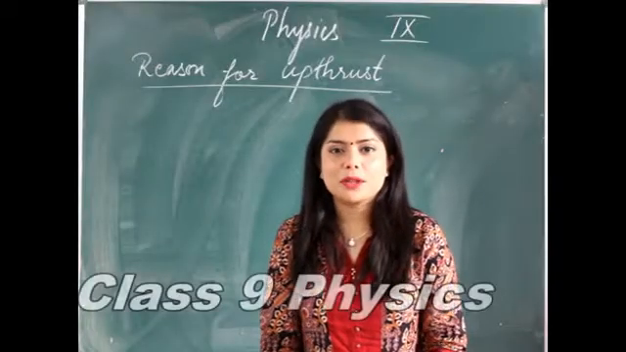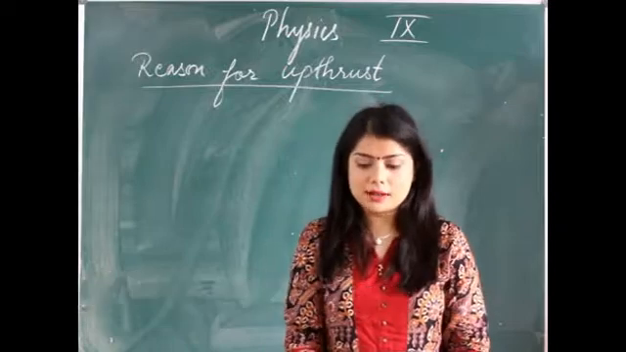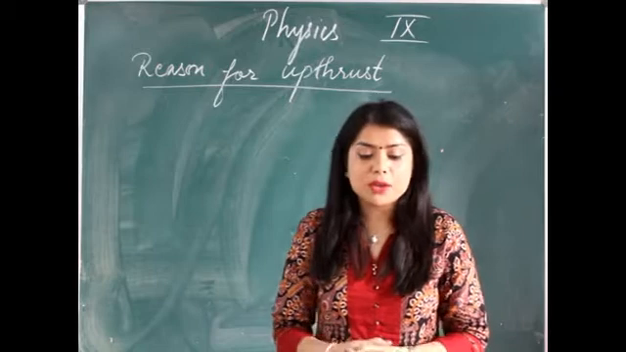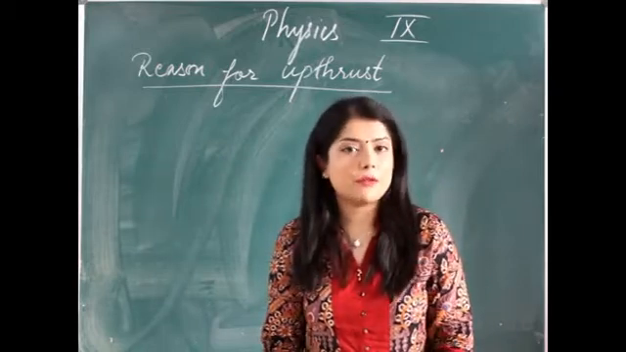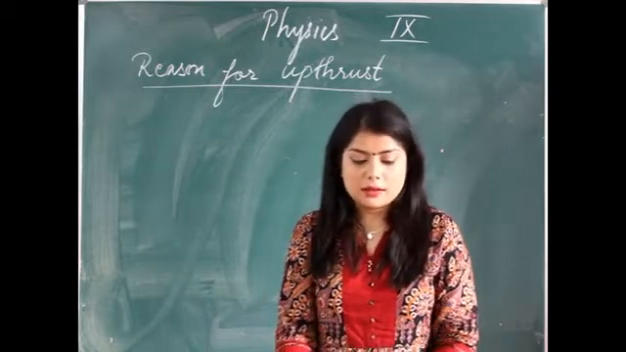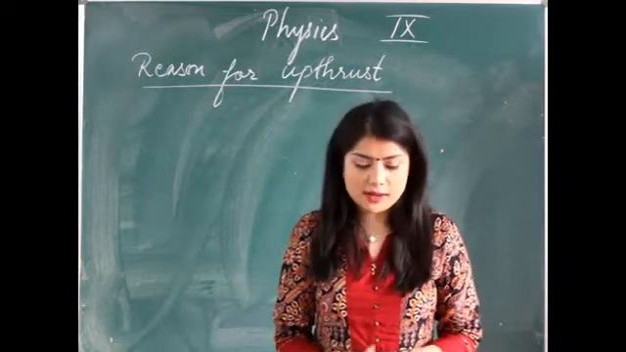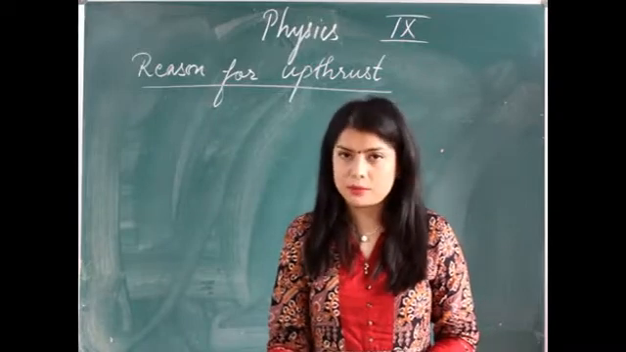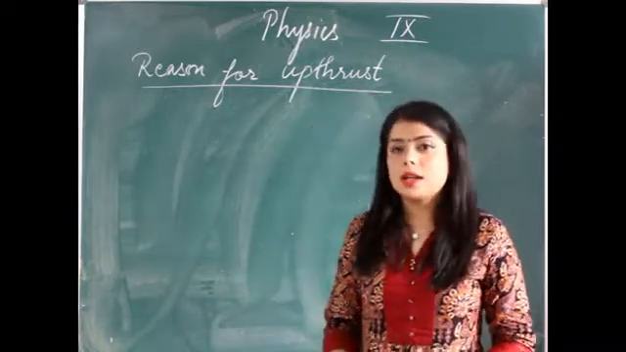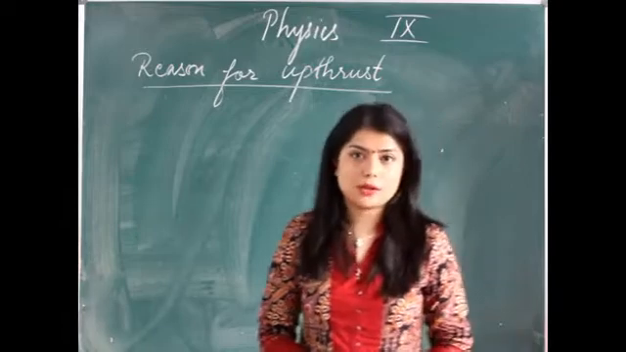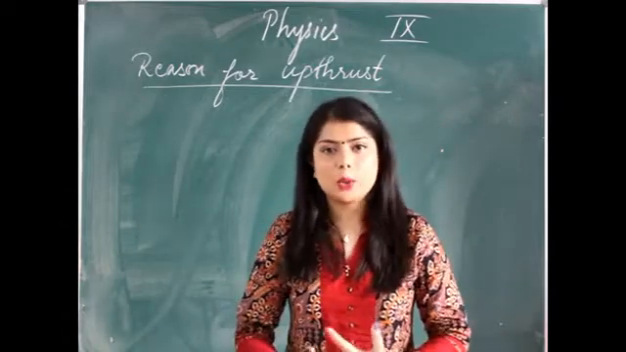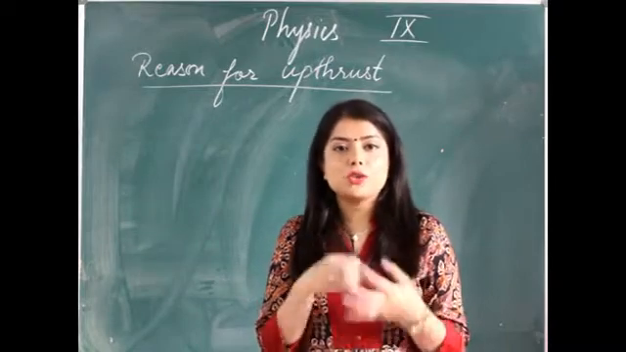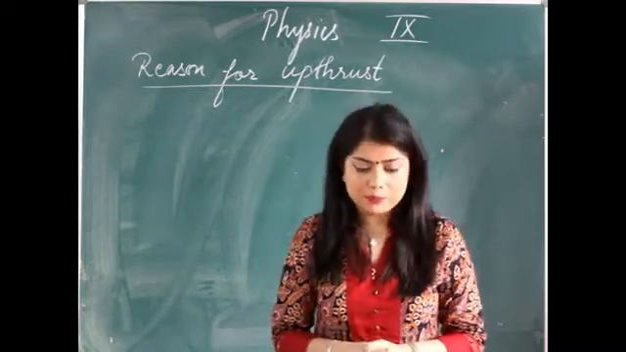Hello students, welcome back. In the previous class, we started a chapter, chapter number 5, Upthrust in Fluids, Archimedes Principle and Flotation. And we have studied a few topics such as buoyancy and upthrust and characteristic properties of upthrust. So today we will study the reason for upthrust. What is there inside the liquid which causes upthrust or upward force on an object immersed in a liquid?